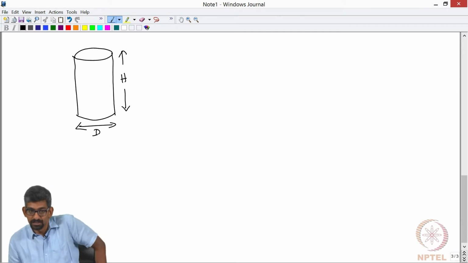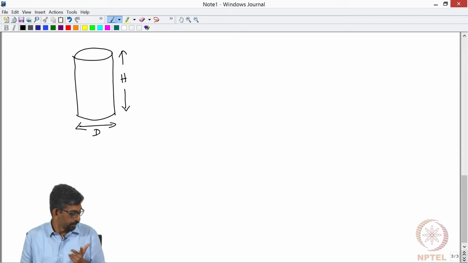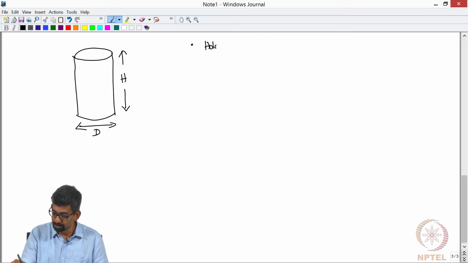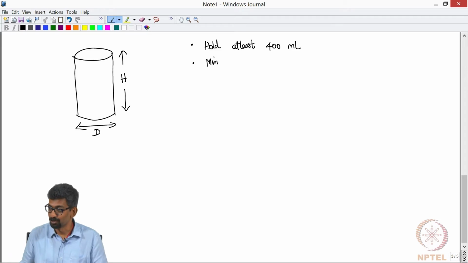So, the reason that we are going to discuss this problem is I will introduce the formal way of casting an optimization problem. What I am interested in is to design such a cylindrical structure such that it will hold at least 400 ml of content, water, any soft drink that you want. I want to minimize obviously the cost, the manufacturing cost.